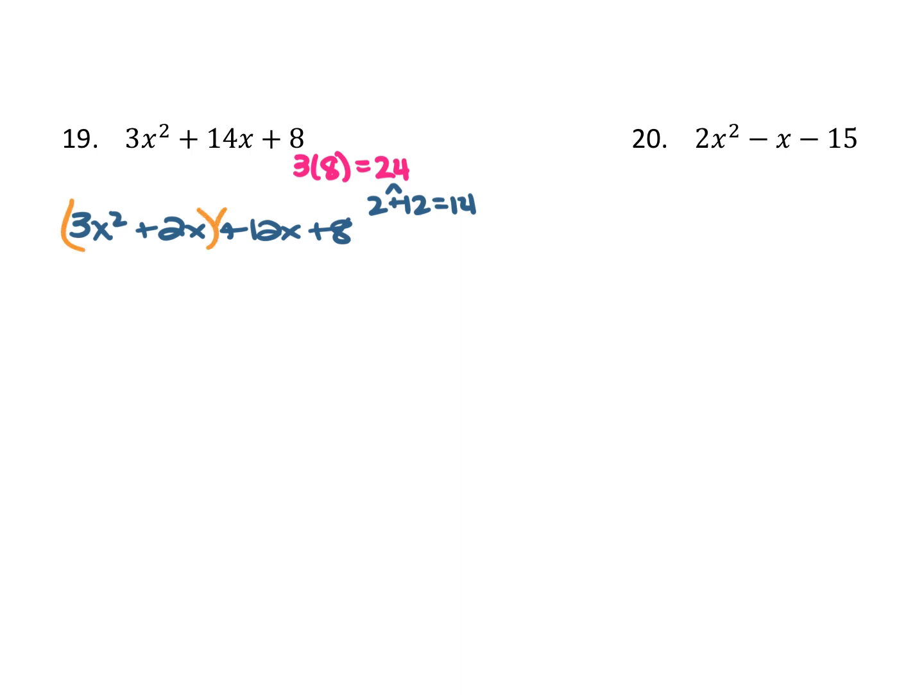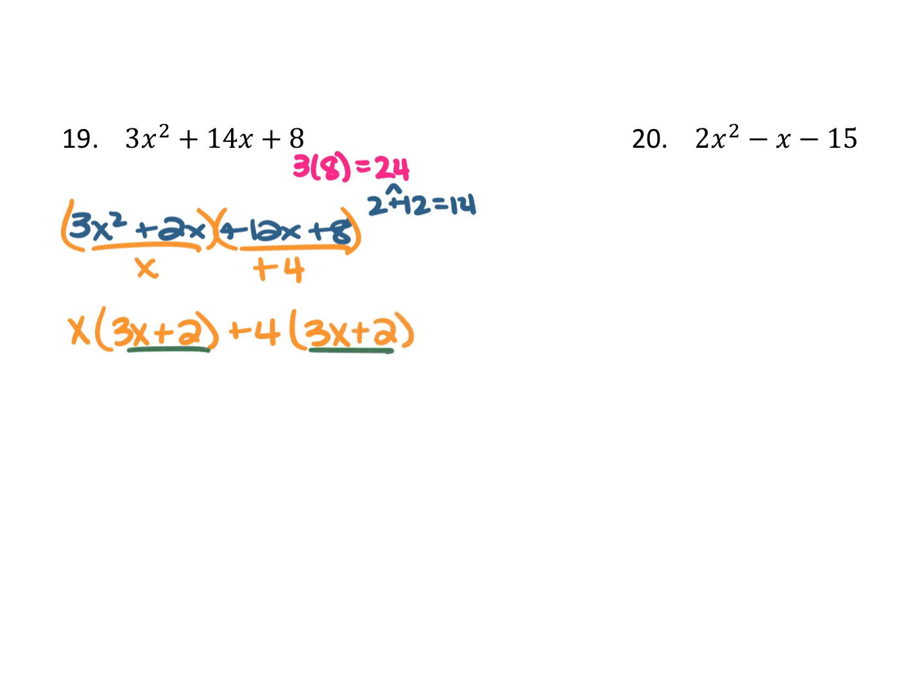We have 4 terms now, so we'll factor by grouping. Group the first two, factor out the greatest common factor, which is the x. Second two, greatest common factor is positive 4. So this gives us x times 3x plus 2 plus 4 times 3x plus 2. Your two parentheses are identical, so that gives you x plus 4 times 3x plus 2.